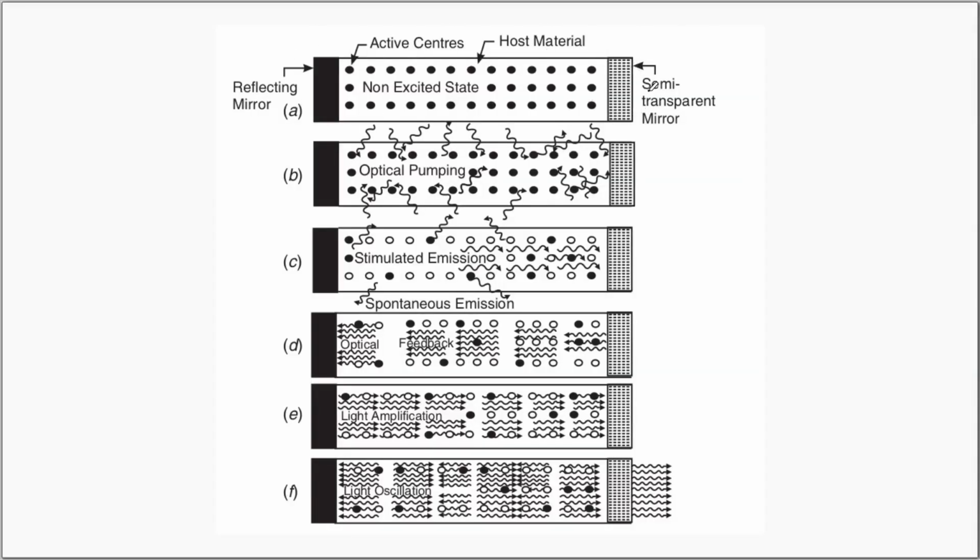You will have one mirror here. This is a semi-transparent mirror, and on this side you will have a reflecting mirror. You have the active medium that contains the active centers, that is the host material, and under non-excited condition, all atoms in the active medium will be in the ground state. In this case, the pumping source is an optical pumping, meaning we are letting light fall on the active medium such that the atoms in the active medium can be excited or go to the higher energy levels. After that, a photon is released from a metastable state to a lower energy level.